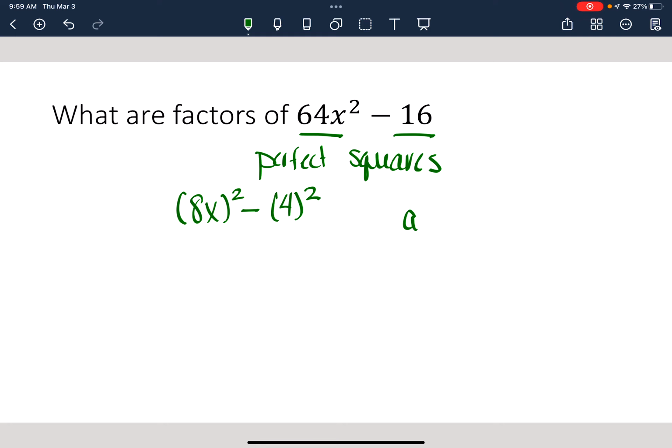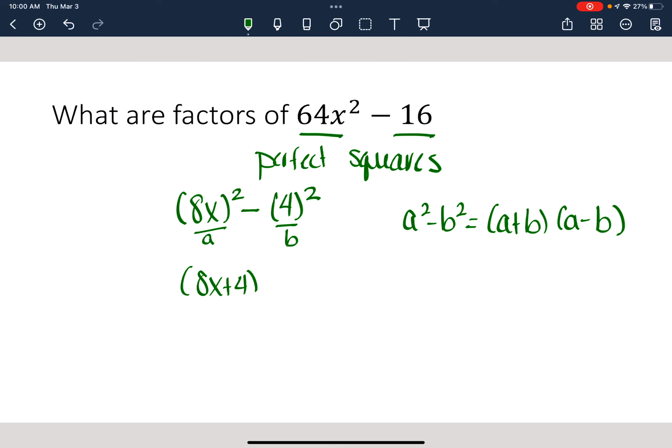So remember when we have a squared minus b squared, that equals a plus b times a minus b. In this case, a is 8x and b is 4. So this will equal 8x plus 4 times 8x minus 4.